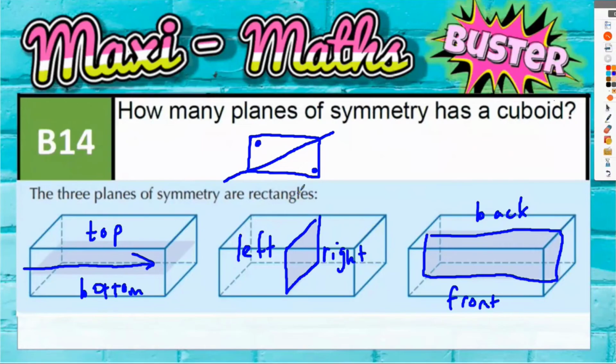So the answer to this question, how many planes of symmetry has a cuboid? The answer is 3.